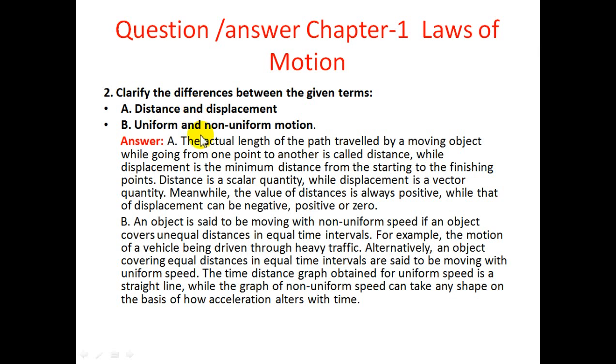First is distance and displacement. So we'll discuss distance and displacement. The actual length of the path traveled by a moving object while going from one point to another point is called distance, while displacement is the minimum or the shortest distance from the starting to the finishing point. You have seen the very first example when we started with the chapter.